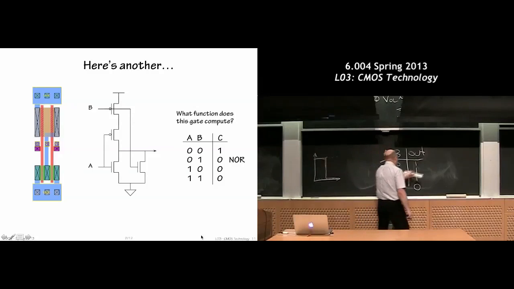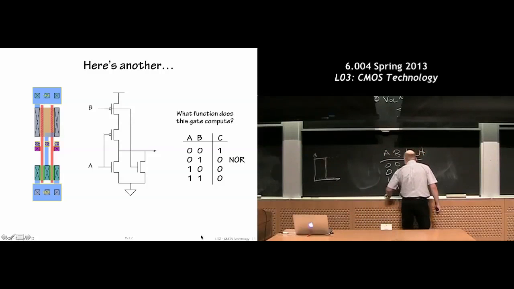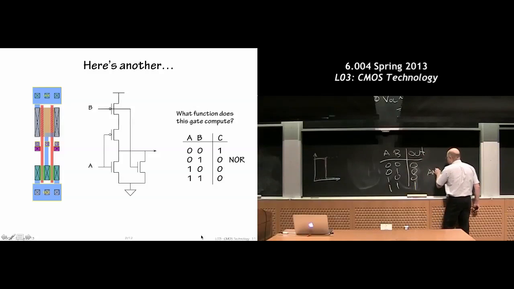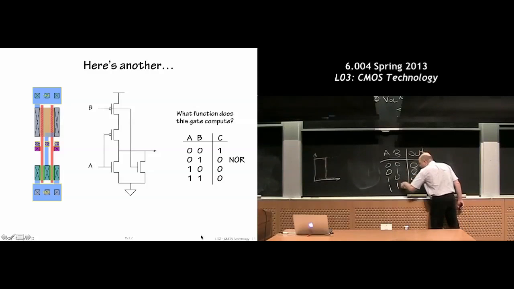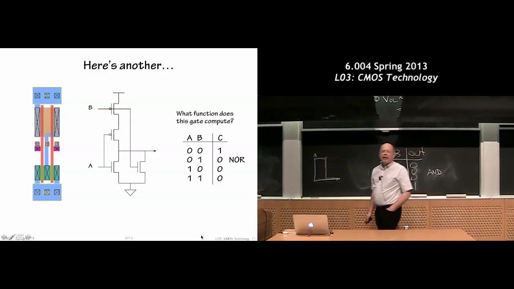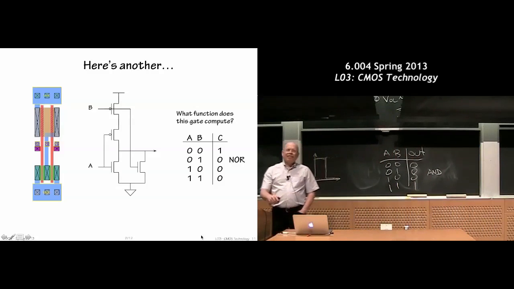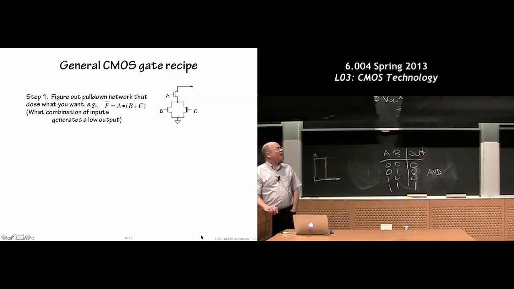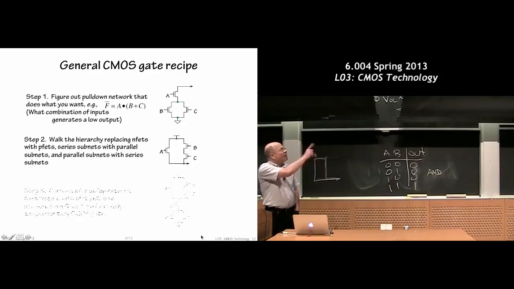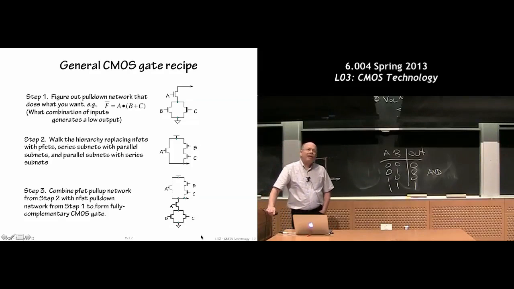Let me ask you about a different logic function. How about 0, 0, 0, 1? This would be AND. This is true when both A and B are 1. Can I build little pull-up and pull-down networks that implement that? In other words, does this recipe work? I have a little recipe for constructing a pull-down path and a complementary pull-up path. What do you think? Can I build a set of pull-ups and pull-downs that implement that?